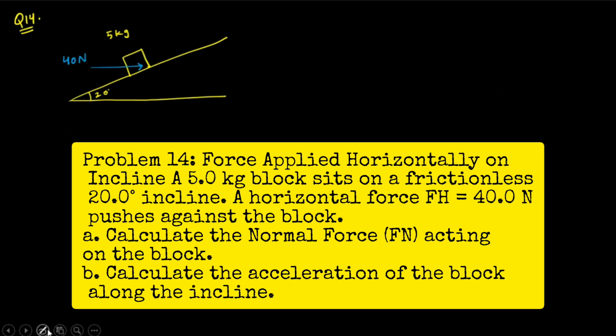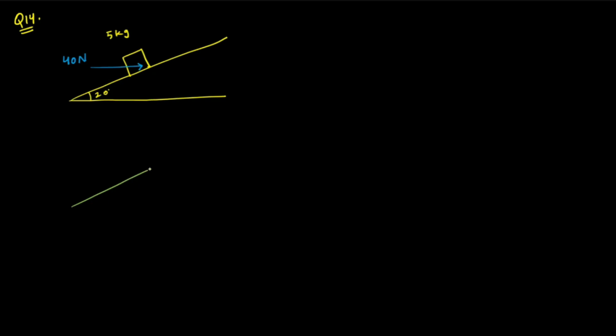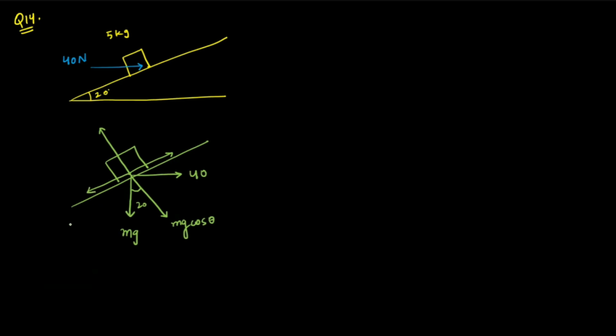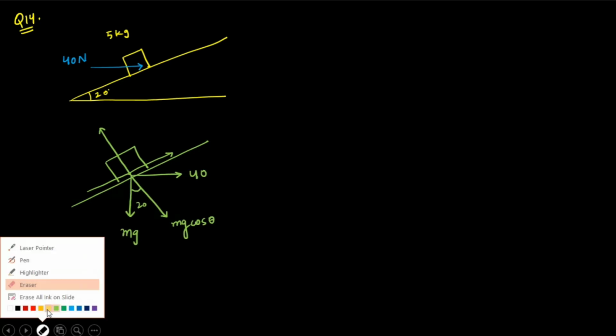So the question is, we have to calculate the normal reaction. How can we do so? Just look at the FBD carefully. So here the normal must be acting this way. There is an external horizontal force of 40 newtons this way. There must be some mg acting in this direction, and against it there is a component which should be mg cos theta acting in this direction. So this F must have two components, one along the direction of mg cos theta.